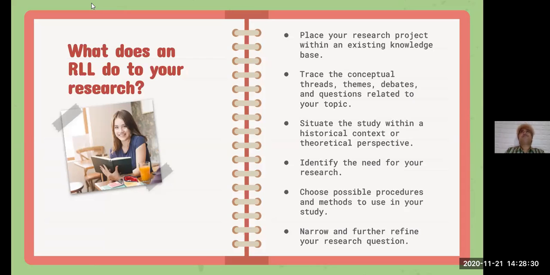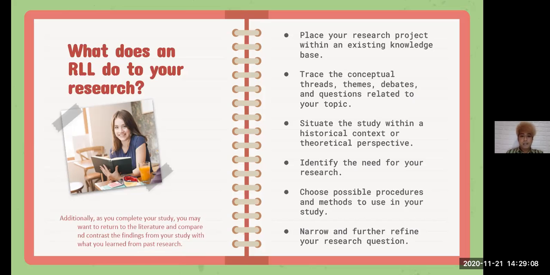Minsan, meron akong estudyante na meron siyang kiniklaim dun sa result of the study niya na hindi supported ng RRL. So what I did is, I required her, you are claiming this and you don't have any backing of an existing study because the claim is very big, no? They say that there is a big improvement in the achievement of this and that. So what is your proof? Is there any related literature that would support the result of your paper? So naghanap siya. So dinagdag niya yung RRL niya. Okay, so it narrows down your paper. At the same time, further refine your research question.